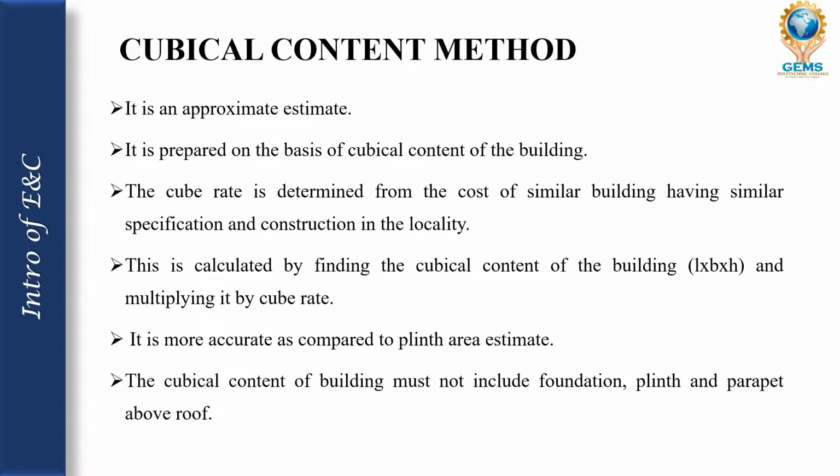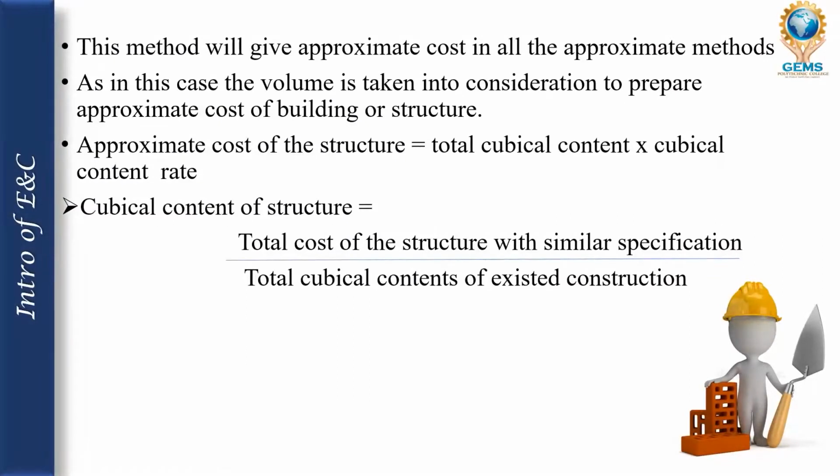The cubic rate is determined from the cost of a similar building having similar specifications and construction in the locality. It is more accurate as compared to the plinth area estimate. The cubical content of the building must not include the foundation, plinth and parapet above the roof. These are the things we cannot include in the cubical content. When compared to all the methods, this method gives the approximate cost.